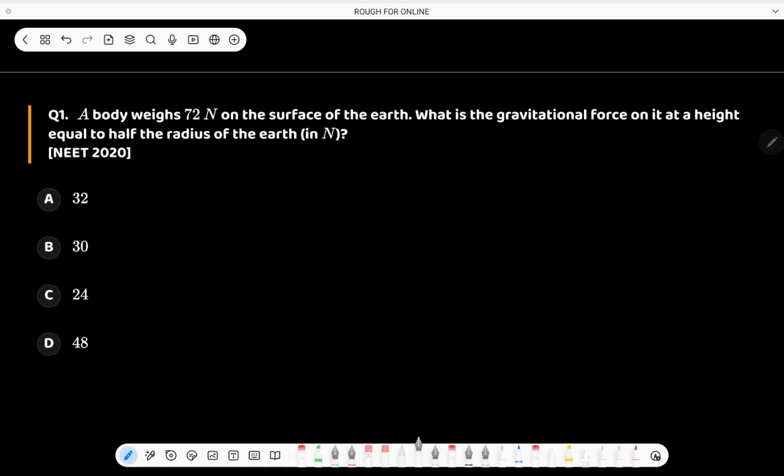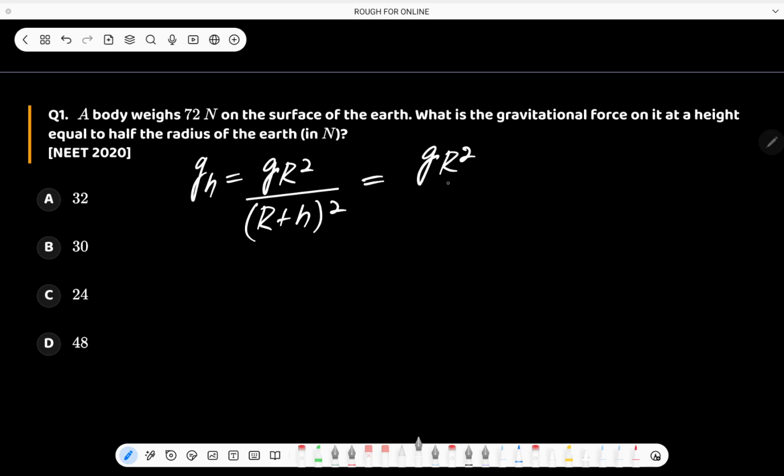All right, so it's something like this. Let's start with the equation, that is gh equals to g multiplied by r square divided by what? Divided by (r plus h) whole square, isn't it? ठीक है जी. So one thing is clear, and that is whatever will happen, the acceleration due to gravity will happen to the weight of the body. If the acceleration due to gravity, for example, becomes half, then the weight of the body also becomes half, simply because weight of a body is equal to mass into acceleration due to gravity.